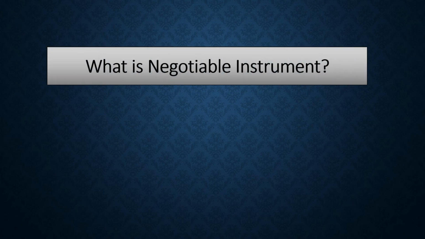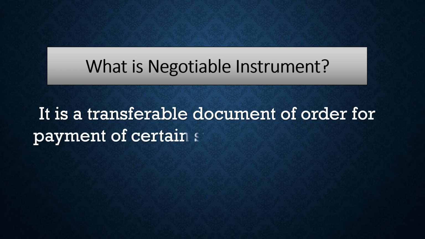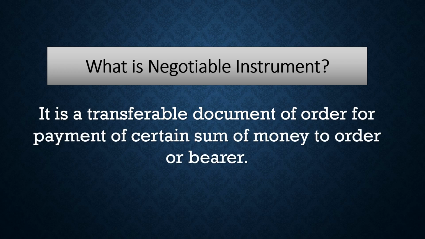First, we will see what is a negotiable instrument. Here, the word negotiable refers to transferable. Instrument refers to a document. So, a negotiable instrument is a transferable document for making payment of a certain amount or fixed amount to its bearer or to a particular person.